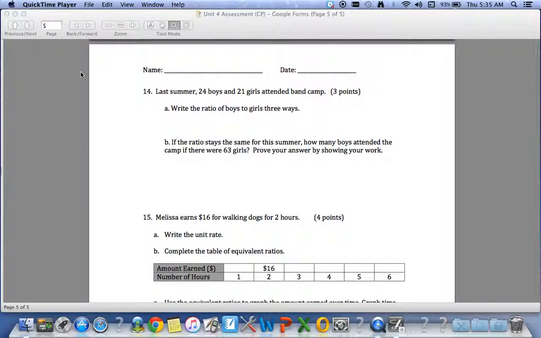Number 14. Last summer, 24 boys and 21 girls attended band camp. Write the ratio of boys to girls 3 ways. B. If the ratio stays the same for this summer, how many boys will attend the camp if there were 63 girls? Prove your answer by showing your work.